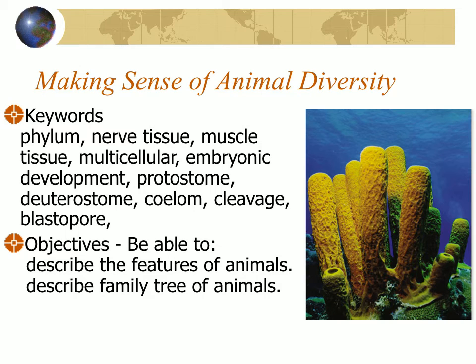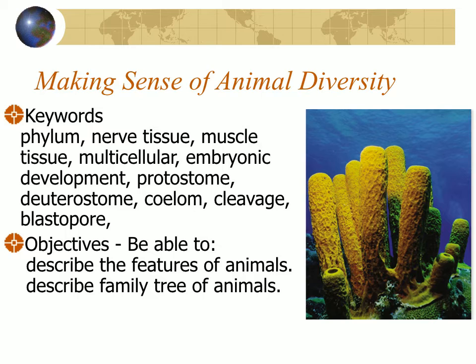Right. So when Darwin presented his theory of evolution by natural selection, he talked about phylogeny, the family history of groups. In particular, he was talking about animals. So we're going to talk about animal diversity and how we make sense of it.